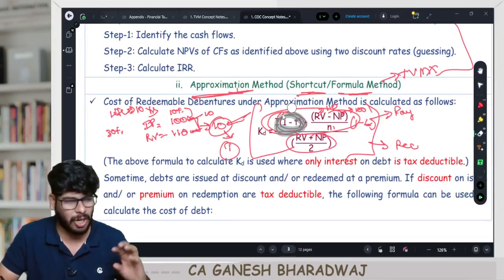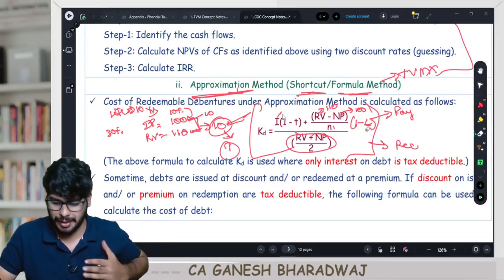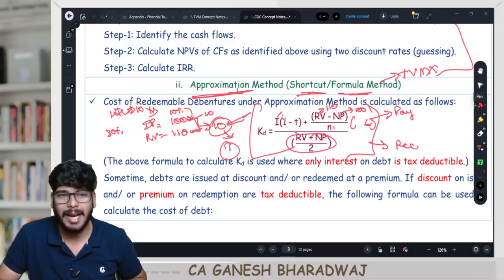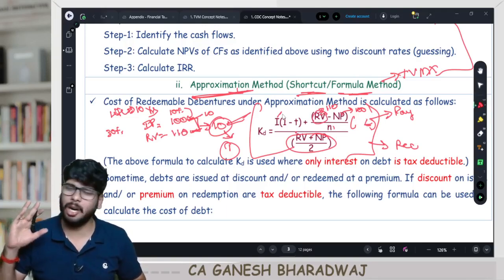As in, it is not the very right approach. The correct way of calculating KD is only your IRR, yield to maturity method. But we are doing this for convenience sake. I will prove to you why, because you tell me this formula is actually not at all correct.